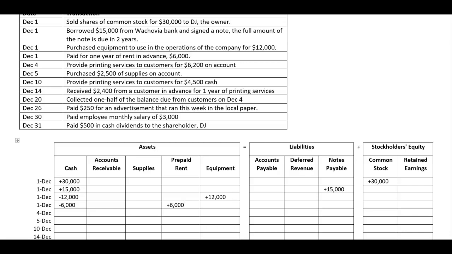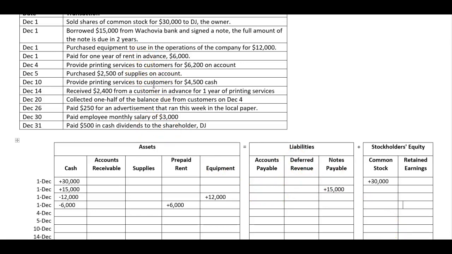Now, what if it said we paid $6,000 for the current month? Well, in that case, that would just be an expense because it's not going to generate revenue outside of the current accounting period. So we would want to actually expense that. Expenses are part of retained earnings. So we would go down and expense it. So timing does matter.